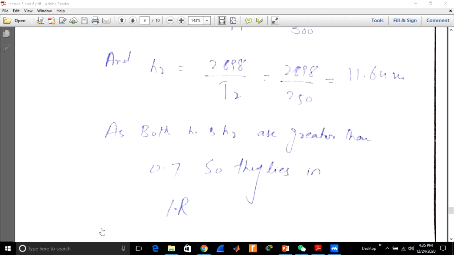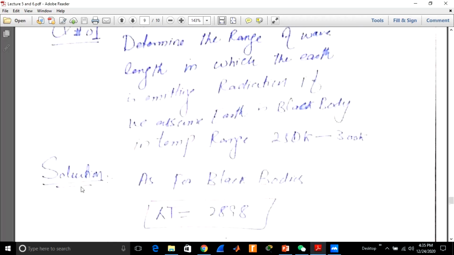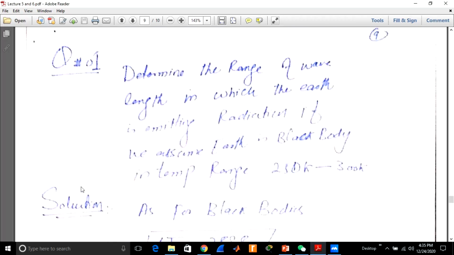It was a simple numerical. Let us look again at the question. The question was to determine the range of the wavelength. You have to find the range of wavelength in which the Earth emits radiation, if we assume that Earth is a black body and the temperature range is 250 Kelvin to 300 Kelvin.